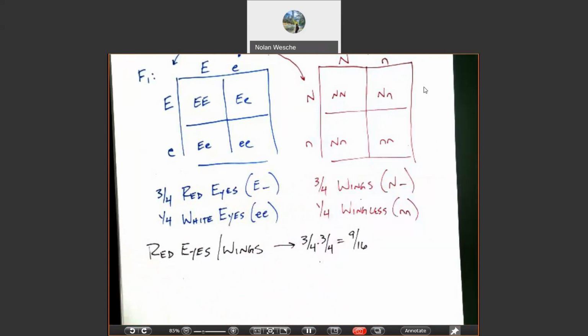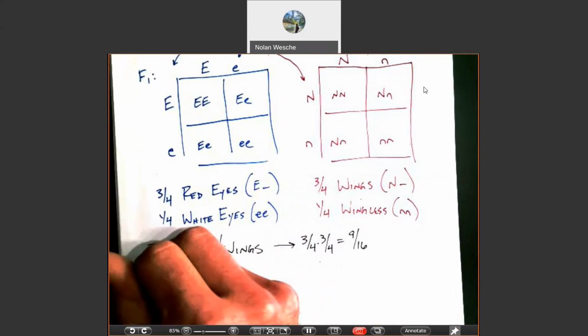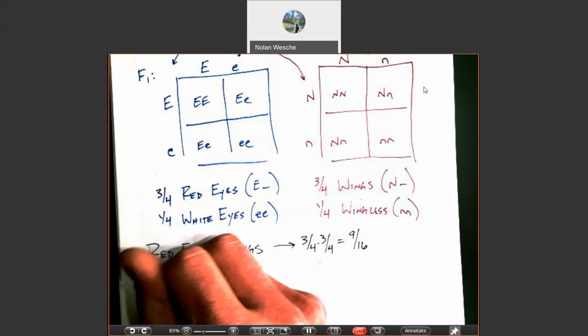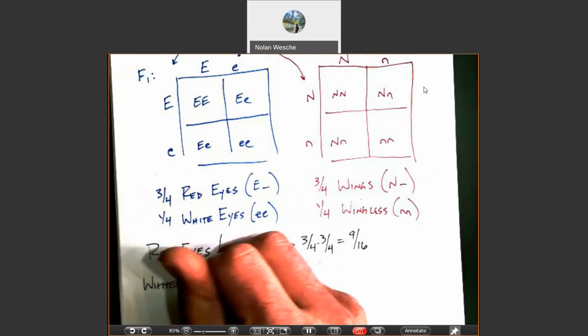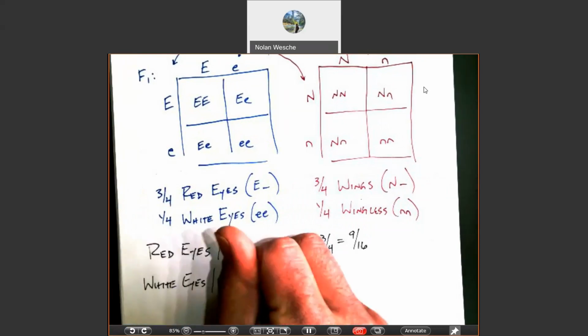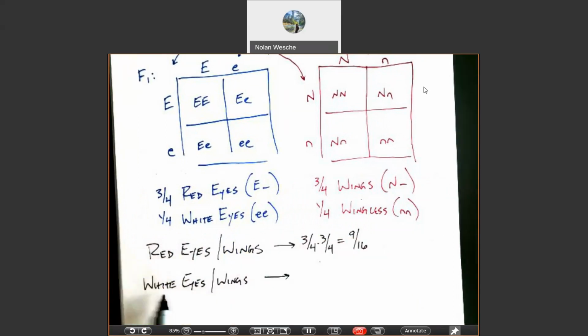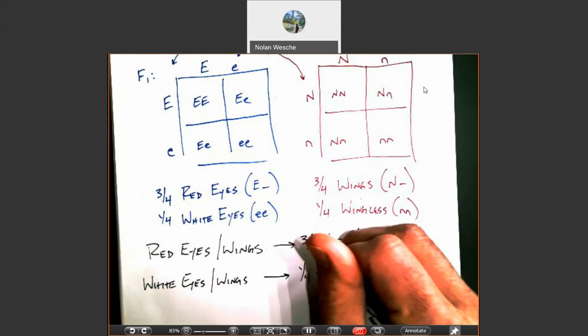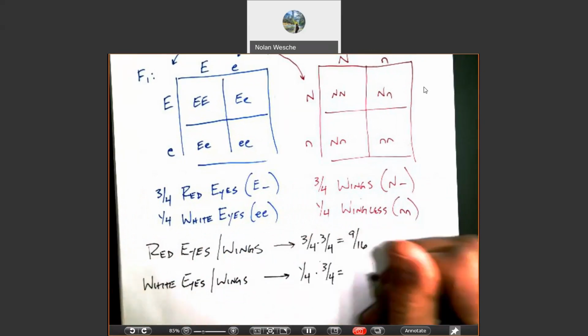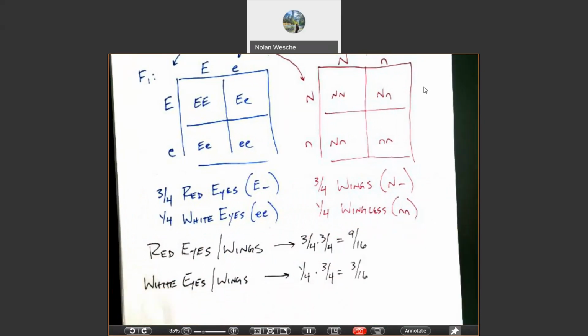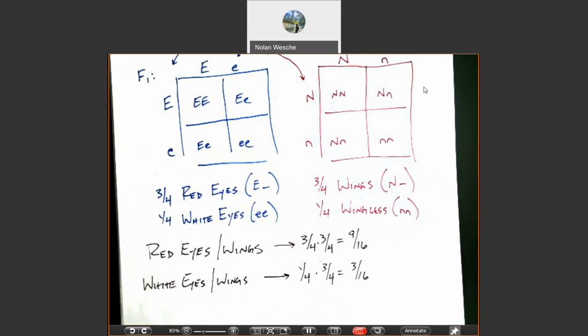So 9/16 have red eyes and wings. Or white eyes and wings. We're going to do 1/4 white eyes times 3/4 for wings. That's going to give us 3 out of 16. So 3/16 is the chance we have white eyes with wings. And these are odds.